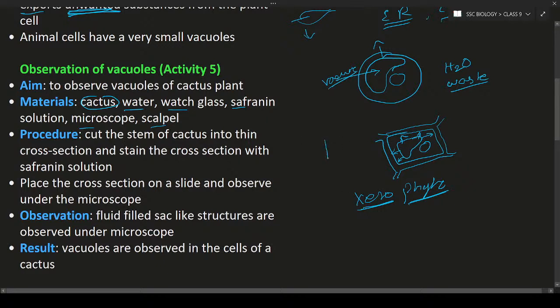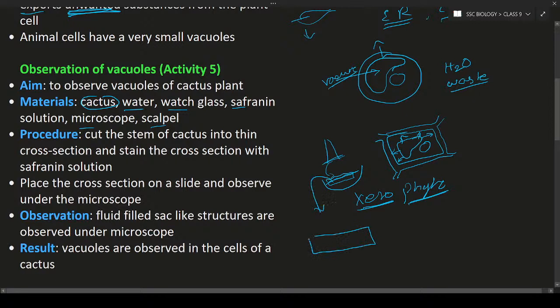Let us see, this is a stem. So this is the stem of the cactus plant. Cut the cross section very, very thin, in this way. So this is a small thin stem of the cactus plant. Now place this cactus stem in a watch glass containing saffron solution, and wait for some time. Then take it out of the saffron solution and place it on the slide.